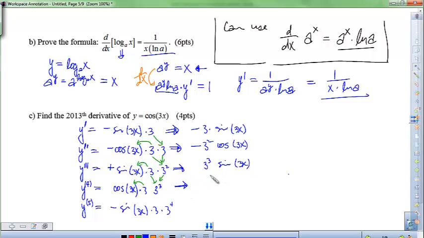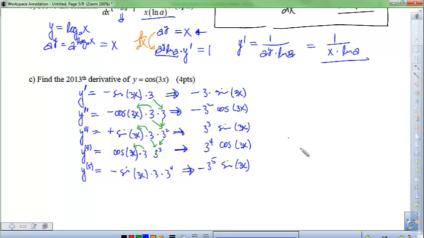And then the fourth one is positive 3 to the fourth, and now it's a cosine 3x. And we have the fifth derivative, 3 to the fifth. This is going to be a sine 3x, and this is negative. So without doing any more derivatives, you can probably imagine the next few derivatives.